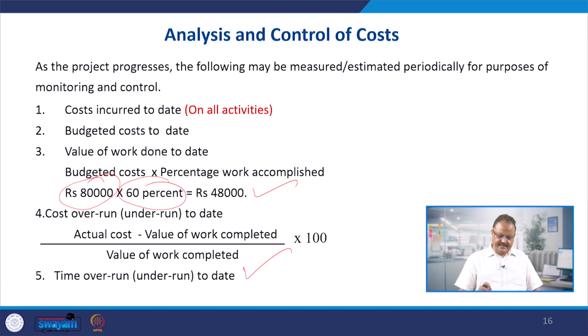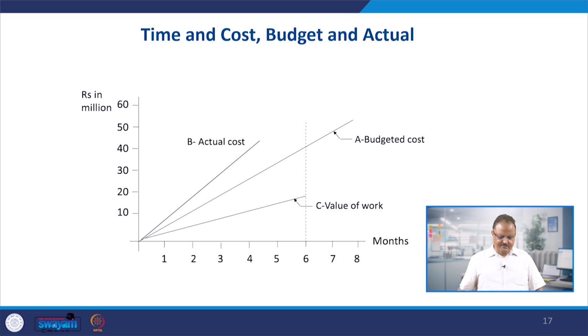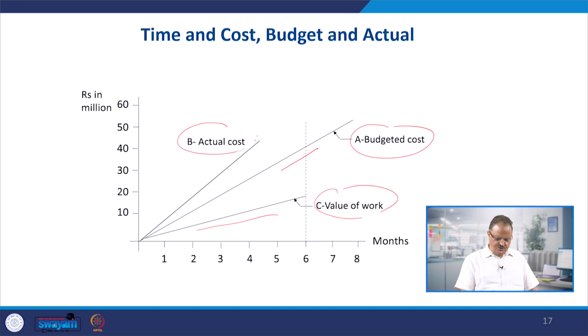So, after understanding this process, you can understand with the help of this structure how the cost analysis is done with the help of the project cost networks. So, in this case you understand this structure. This structure is showing you 3 lines. One line is showing the value of the work done, this line is showing the budgeted cost and this line is showing the actual cost. And this is the time period over the months and this is the cost in the millions.